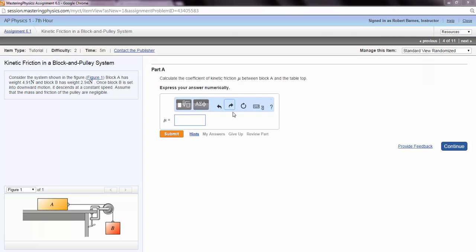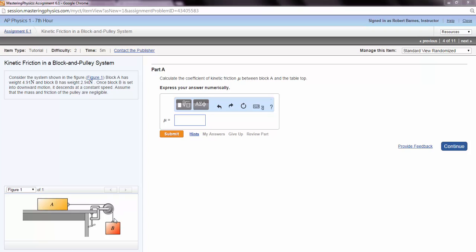Okay, in this screencast, I'm just going to show you how to set up a few problems in Mastering Physics that are a little different than what we've done in class before. So I want to give you an idea of how to approach them. A lot of them are involving two different objects, in this case, two blocks that are connected by a string.